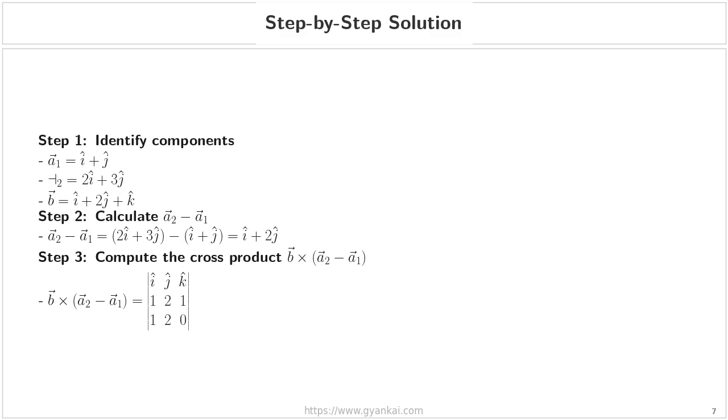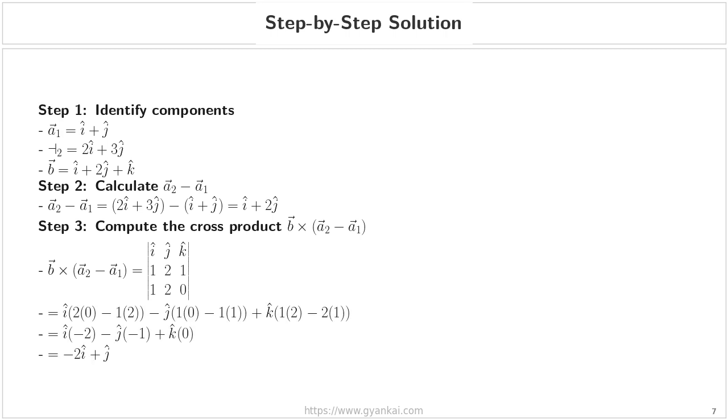Next, in step 3, we perform the most critical part, computing the cross product of our direction vector b and this difference vector we just found. To solve this, we set up a 3x3 determinant using the unit vectors i hat, j hat, and k hat in the first row, followed by the components of vector b, and then the components of our difference vector.